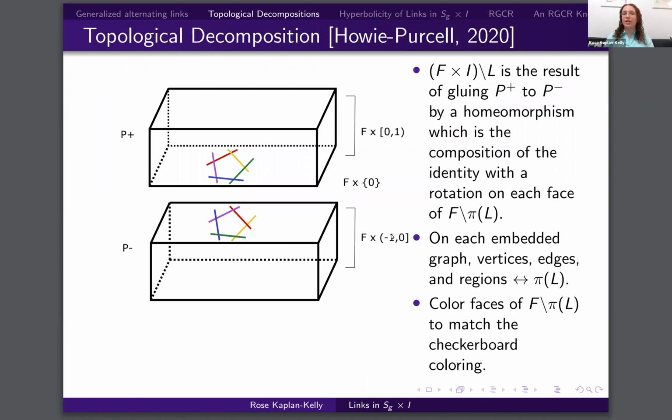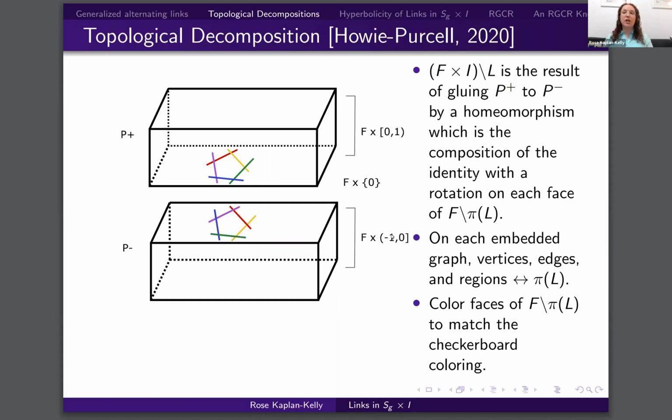Howie and Purcell found a general topological decomposition of links in more general three-manifolds than just thickened surfaces, but here we'll state this for thickened surfaces because that's our setting. What they found is that for our link, we can decompose the complement in the thickened surface into two generalized polyhedra. We'll call these P plus and P minus.